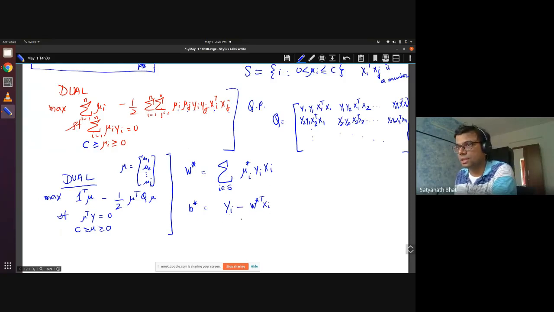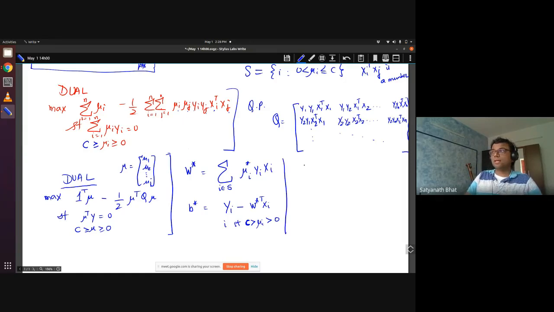Here, in the case of the soft margin, there is only one difference. We have to pick an i such that mu i is greater than 0 but at the same time strictly less than C. This is required to do this. You can again check why strictly less than C is required, but it is easy. Nevertheless, this will give us w star and b star, and then we are ready to deploy this.